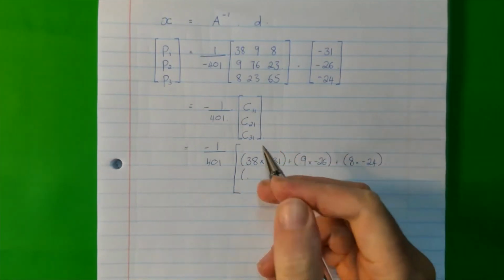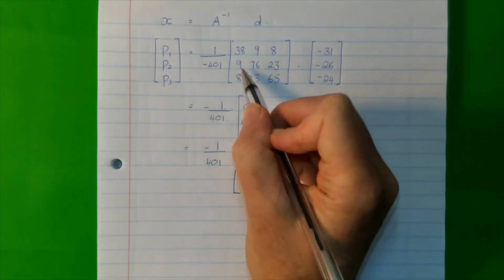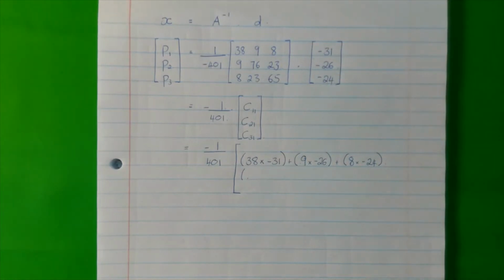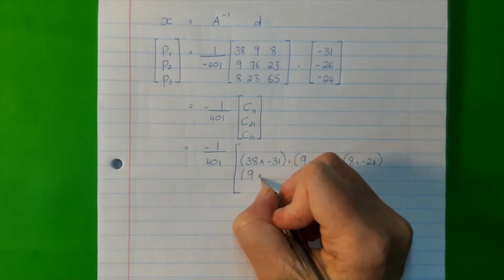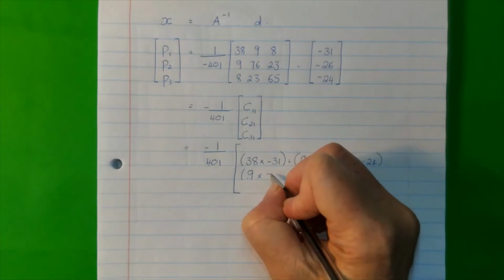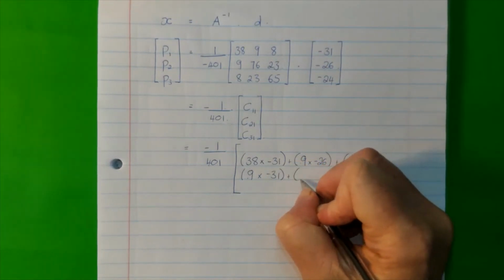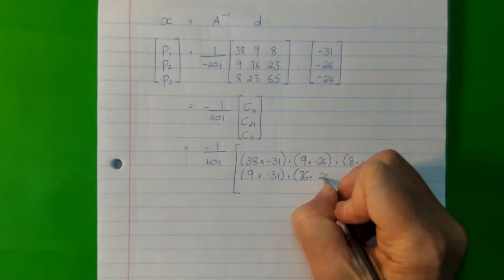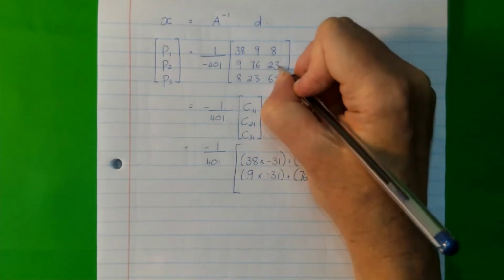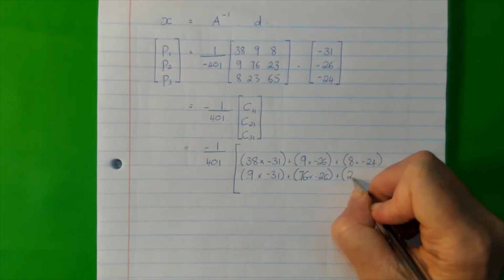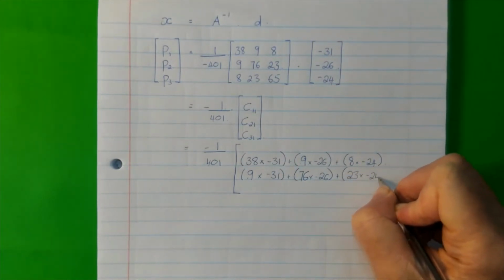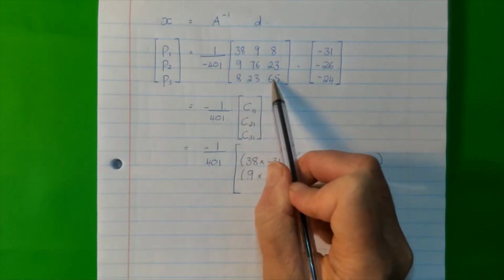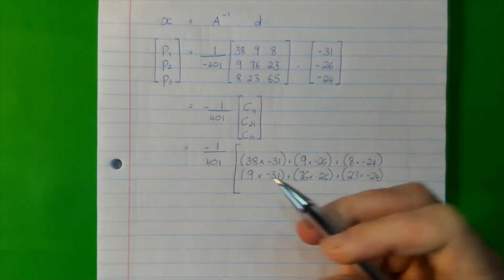Okay, then we move on to the second row of the lead matrix times by the first column of the lag matrix. And we get 9 minus 1, 76, 26, 23 minus 24. And lastly, we move on to the third row and the first column.